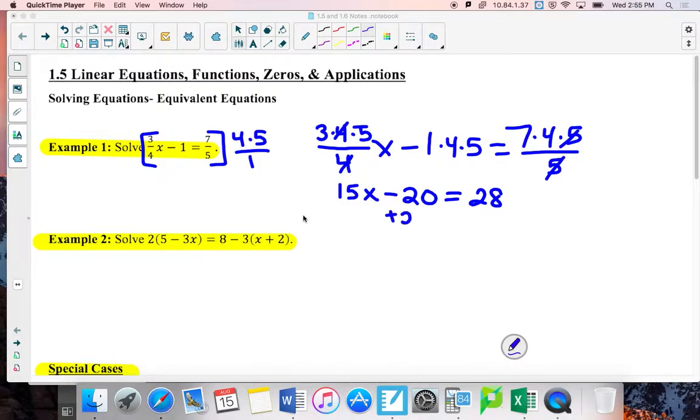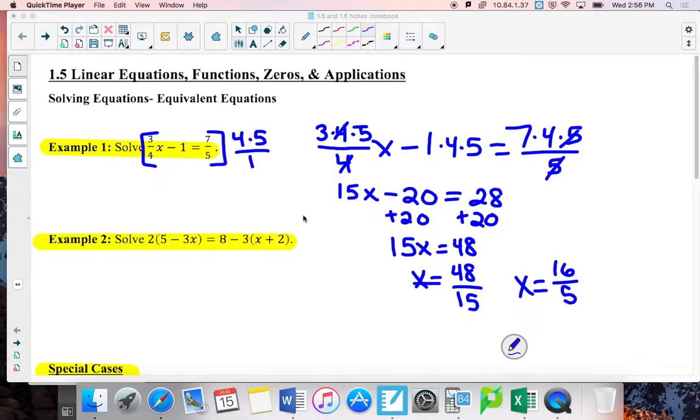Add your 20 to both sides. 15x equals 48. Divide by 15. x is 48 fifteenths. And then if you can reduce that, you want to, and that does reduce, we can go ahead and put a 3 into both of those. So x is equal to 16 fifths.